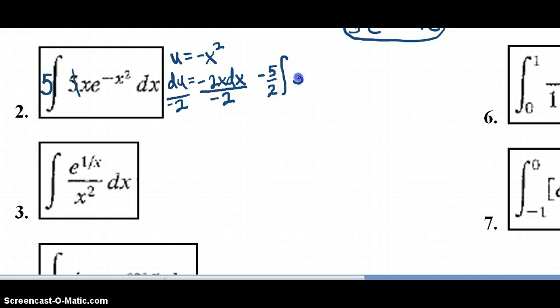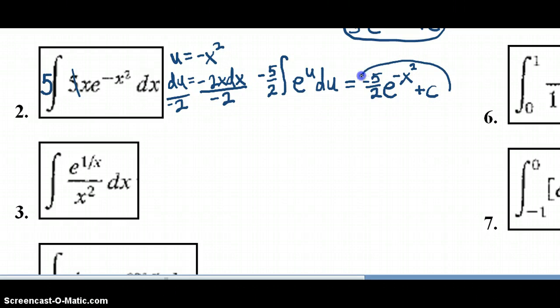And then e to the u power du. And when I finish this one out, I'm just going to do everything in one fell swoop here. So I've got negative 5/2, and it would normally just be e to the u power, but I got to resub back in my x, so it's e to the negative x squared power plus c.